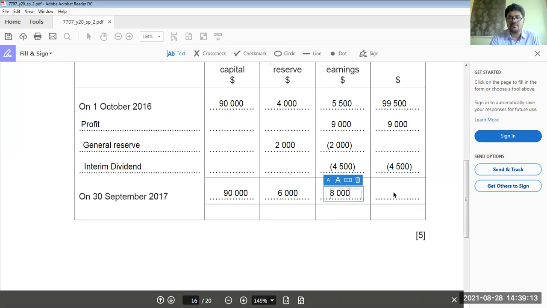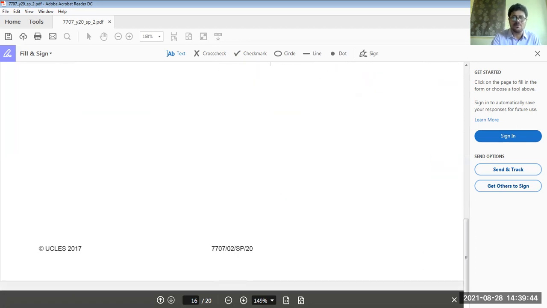Okay. Now this column: 99,500 plus 9,000, 1,08,500 minus 4,500, 104,000. So if we add all these columns, 90 plus 6, 96 and 8, 104,000. So the total from this level and from this level, vertical and horizontal, are the same, 104,000. It means we have it right.